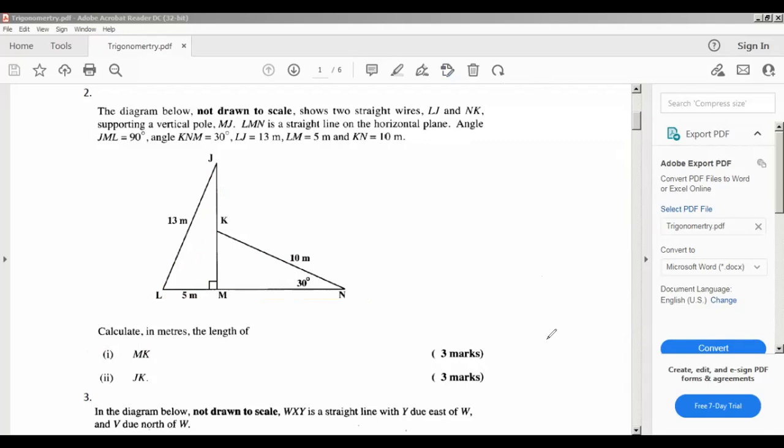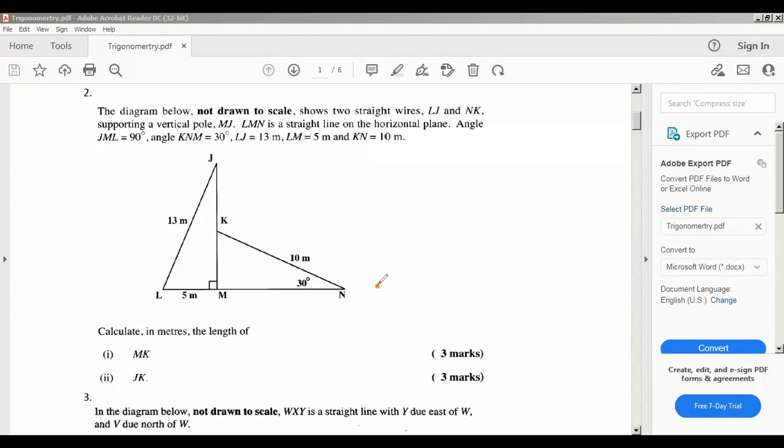All right, so let me ask a question now. Since we're going to use the right-angle triangle, how are we going to find MK? Are we going to use Pythagoras' theorem or trigonometry for the right-hand triangle? Trigonometry, because they give one side and our angle. Yes, very good.